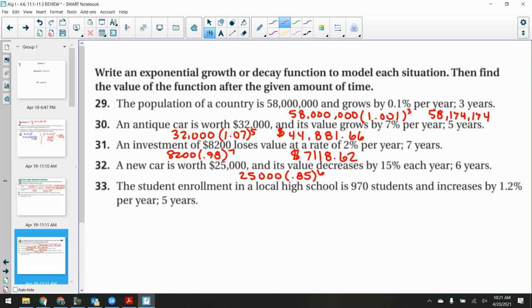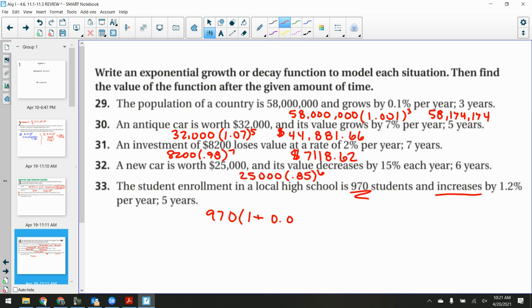And number 33, student enrollment in a local high school is 970 students, and it's increasing at 1.2% per year. Ben, what did you get for our enrollment? Well, how do I set up my equation then? What's my initial amount? 970. Now, is this exponential growth or decay? Growth, because it's increasing. So is this going to be a 1 plus or 1 minus? 1 plus. So it's 1 plus, and now 1.2% as a decimal should look like what?